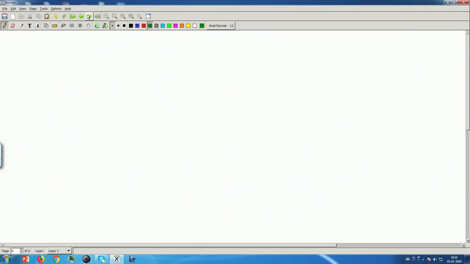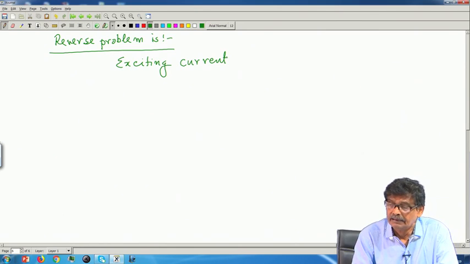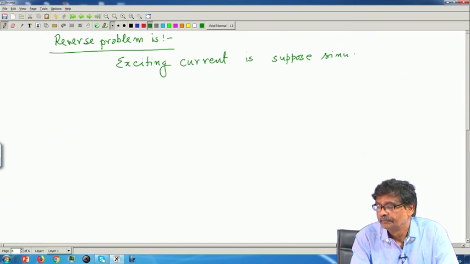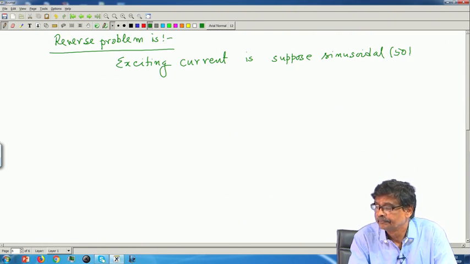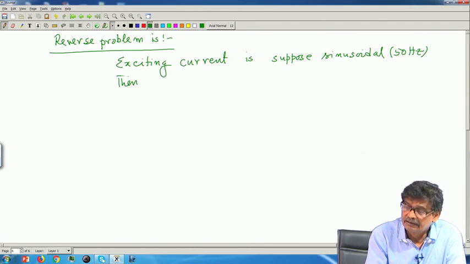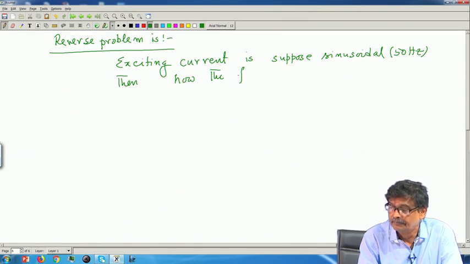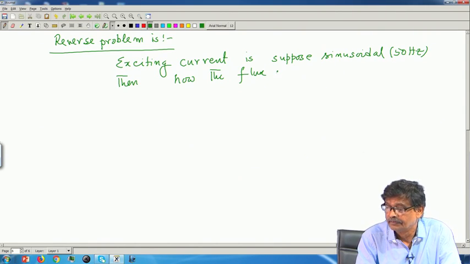The reverse problem is that the exciting current is, suppose, sinusoidal of one frequency, say 50 hertz, then how will the flux look like?